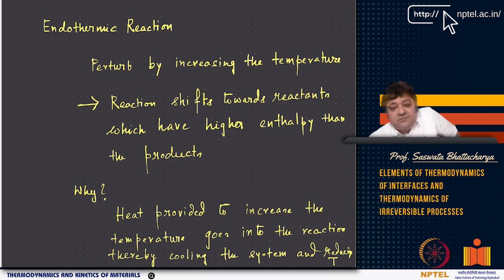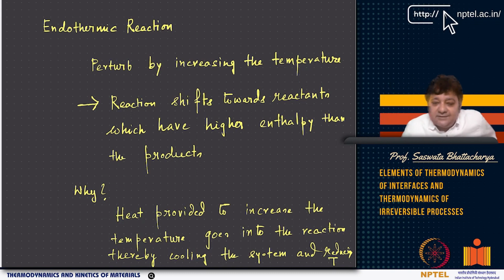So if I have an endothermic reaction, then the reactants will have higher enthalpy, right? Because for the reactants you are supplying heat. The reactants are absorbing the heat, and only then are products forming. So if the reactants have higher enthalpy than the products, now if I increase the temperature, the effect is such that the reaction will shift towards the reactants.